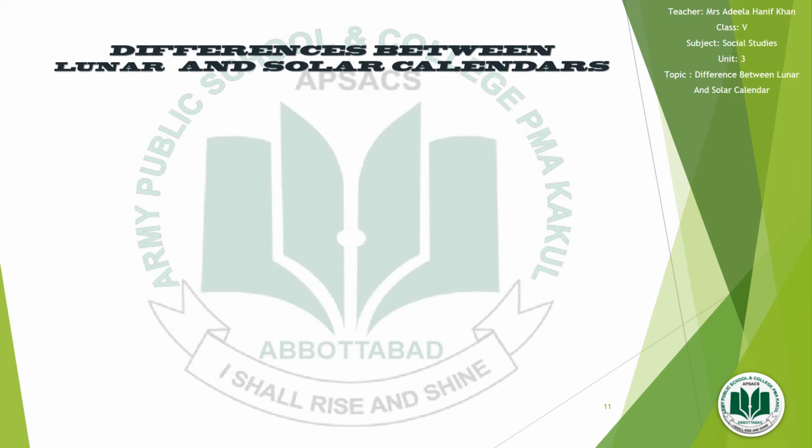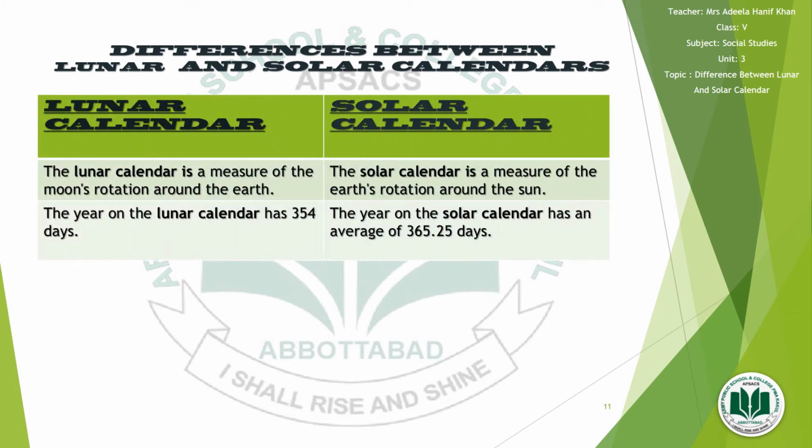What are the differences between lunar and solar calendars? The main differences between lunar and solar calendars are shown on the slide. These are: the lunar calendar is a measure of the moon's rotation around the earth, but the solar calendar is a measure of the earth's rotation around the sun. The year on the lunar calendar has 354 days, but the year on the solar calendar has an average of 365.25 days.